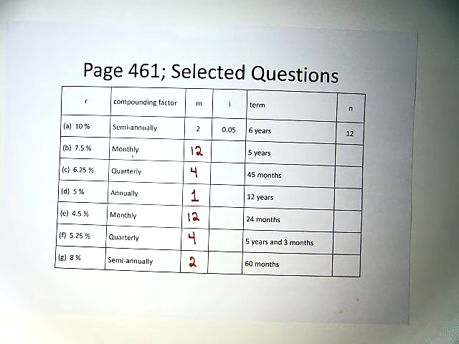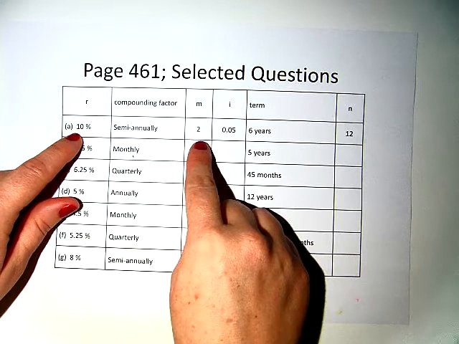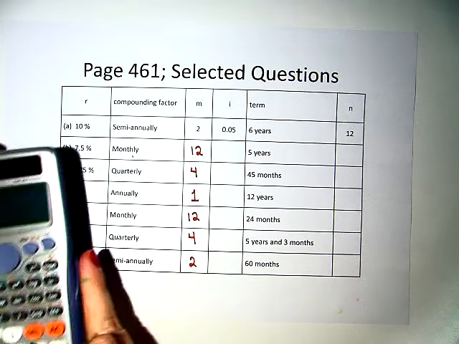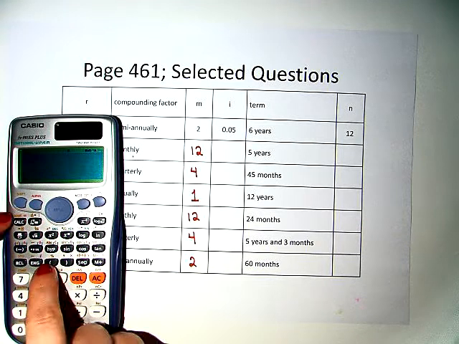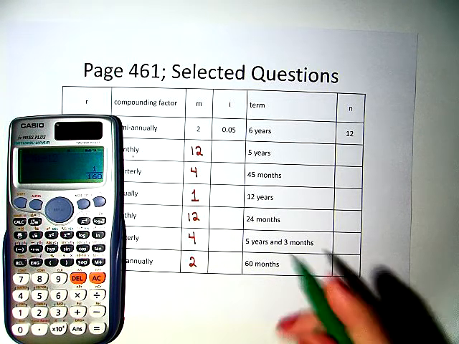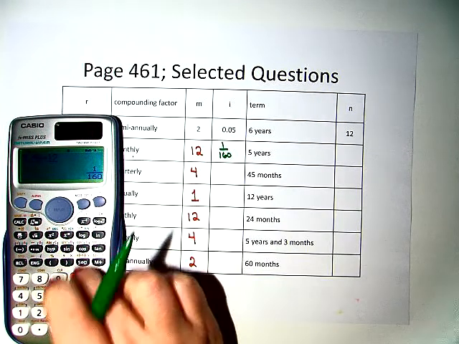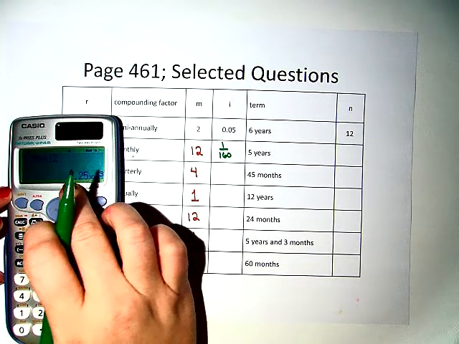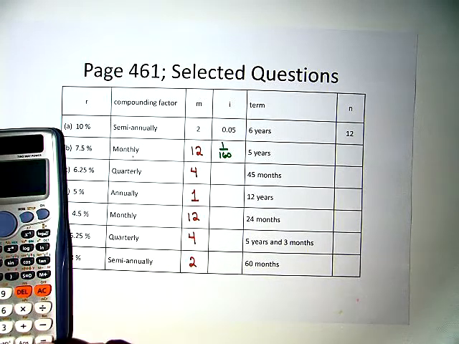Okay, so to find out our I, R divided by M gives us our I. So let's go ahead and get out our calculator. If we do 7.5% divided by 12, we get 1 over 160. Hitting SD gives us a really strange number. Now remember, this negative 3 means that you move the decimal over 3 spots. So we're going to leave it as a fraction.